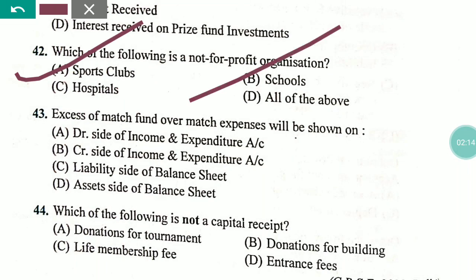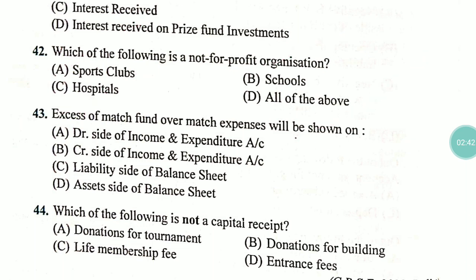Sport club, school, hospital, these are all known as not for profit organizations, because the school also provides service, and the school also works for the welfare of society, and the hospital also earns and also helps the society. So the school has the profit motive and the social motive both, and the hospital also has a profit motive and social motive both, and the sport club also has the social motive and the welfare motive both. So these three are not for profit organizations. So all of these is the right answer.